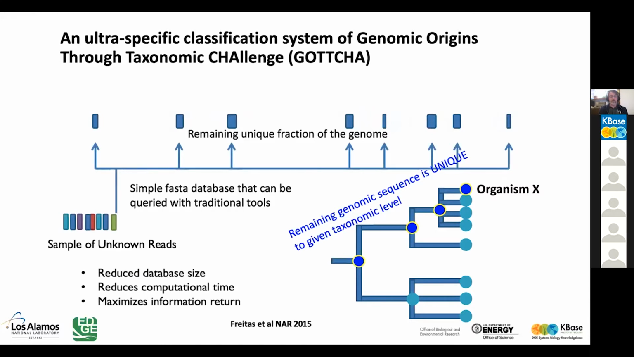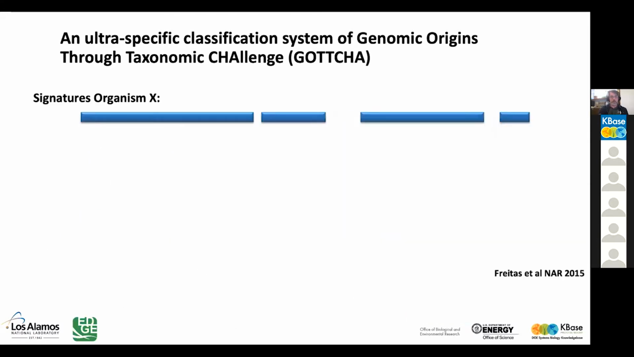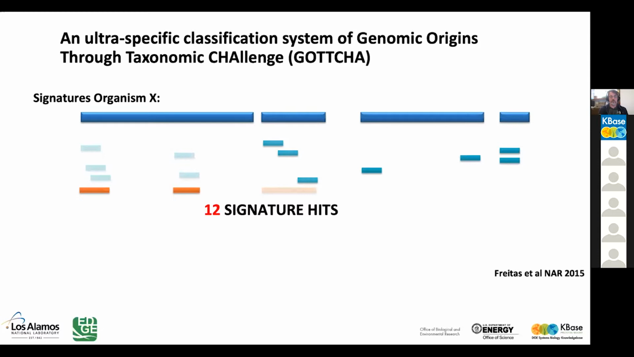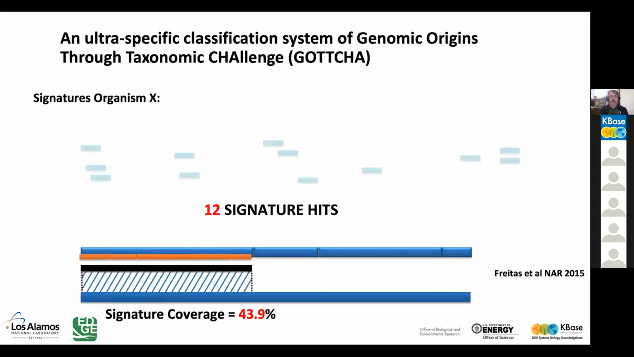Now you can use that as a simple FASTA database that can be queried with traditional tools. So now that you've got the signature for your organism, which we're calling X, you can take some sample reads and map those to the signature. In this case, you get 12 hits. Concatenate them, and you can look at the coverage, and in this case, it's 43.9%.